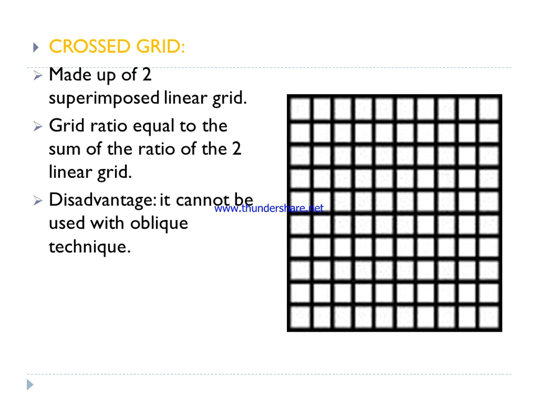In case of a cross grid, the lead strips are arranged as superimposed linear grids, one lead strip layer over the other. Lead strips are arranged horizontally and vertically to each other, and the grid ratio is equal to the sum of the ratios of the two linear grids. But a cross grid cannot be used with oblique technique. For oblique technique we can't use a cross grid.